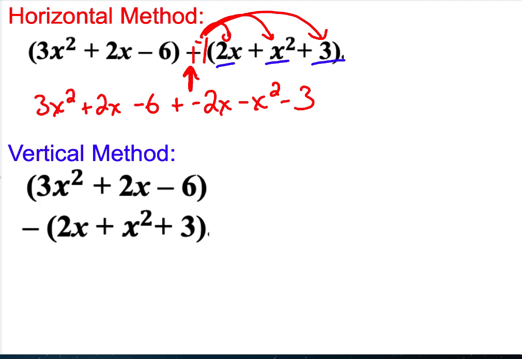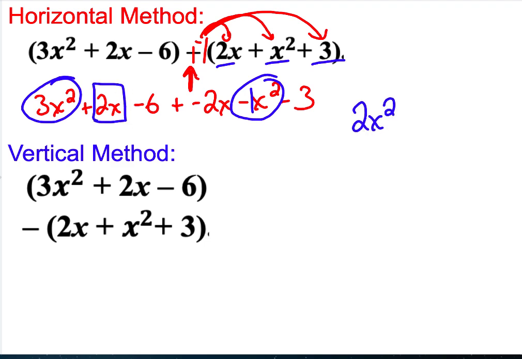Then we simply combine our like terms together. 3x squared minus 1x squared is 2x squared. 2x and negative 2x is 0, so the x's drop out, and negative 6 and negative 3 is negative 9. So that's one way to tackle that kind of problem.